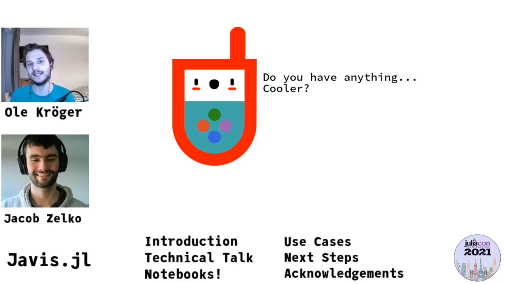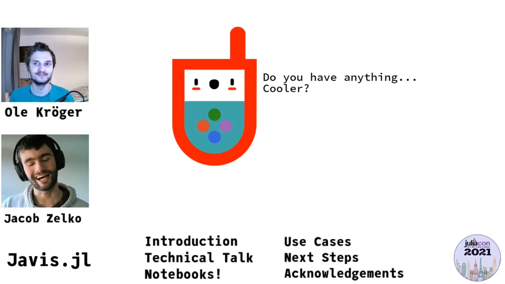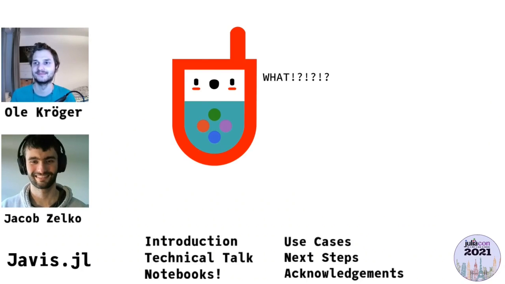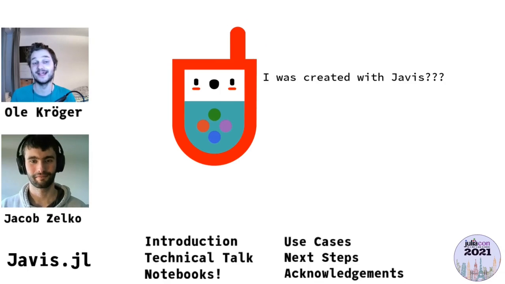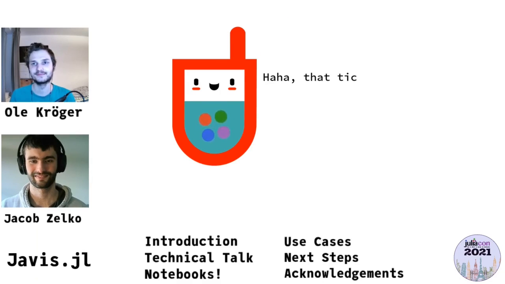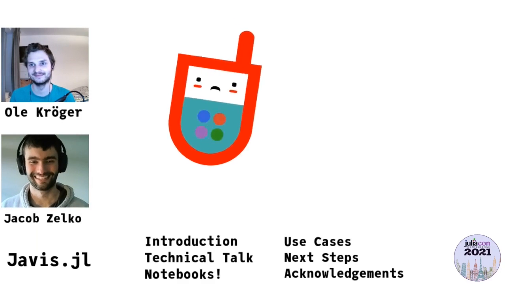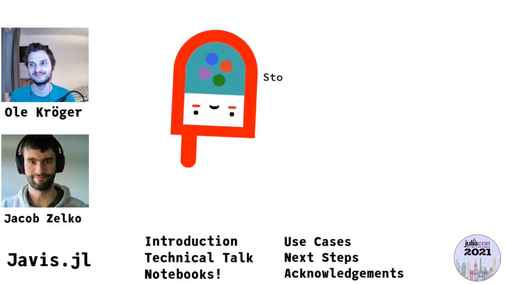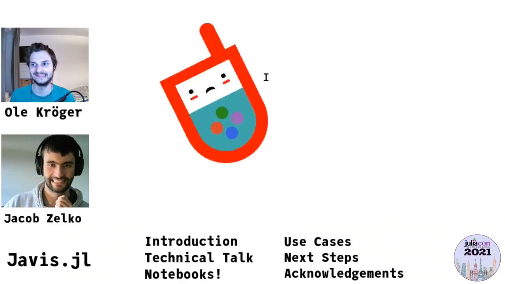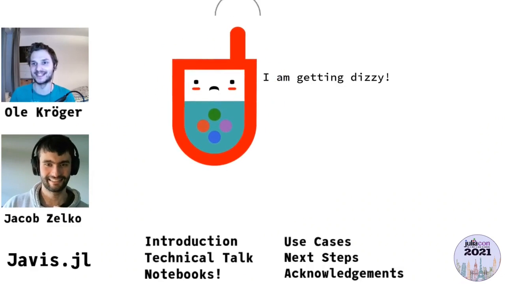Well, what if I tell you that actually one of us three is created with Javis? And well, I don't think that's going to be me. I don't think it's me either. That's right, you are created with Javis. And we have full control over you. We can even do this. Okay, Jacob, let's stop there.